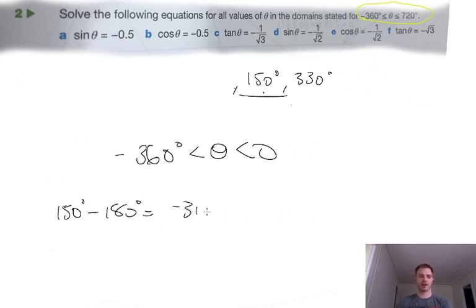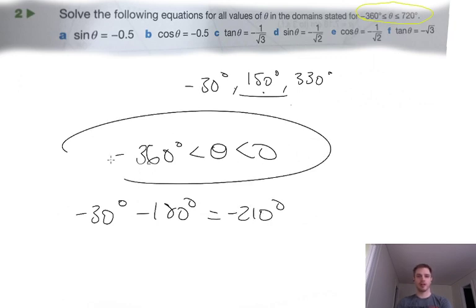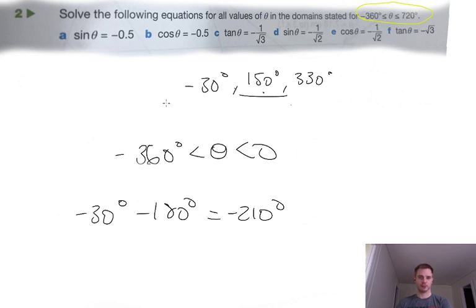And this is -30. Is this -30 in this interval? Yes. Okay. All right, let's use this one, and we'll subtract 180 from that. Okay. That's one period of tangent there. This is going to give us -210. Is that in this interval? Yes.